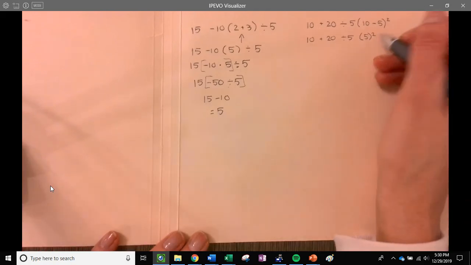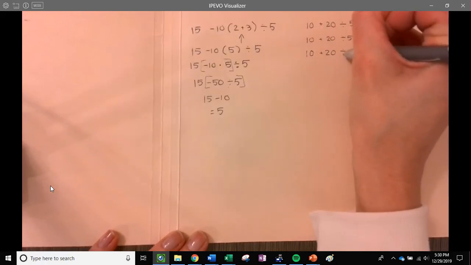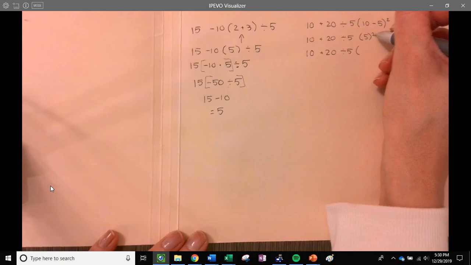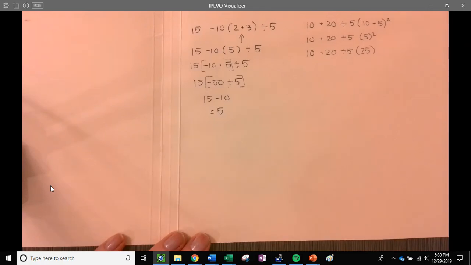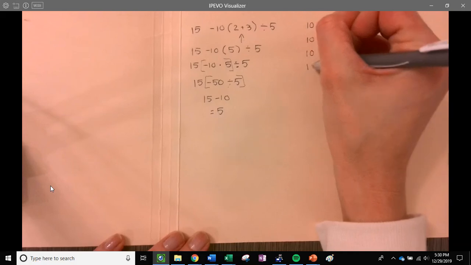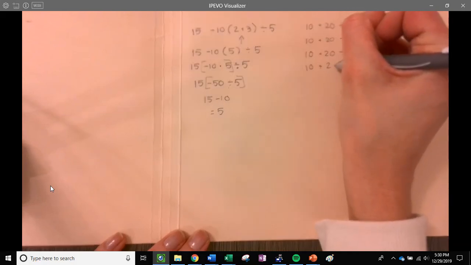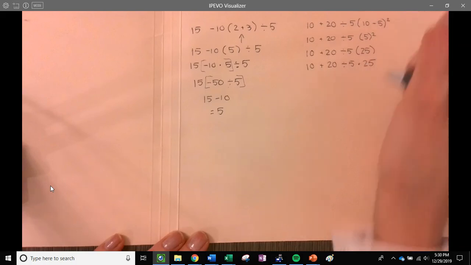We want to evaluate for the exponent first, so we're going to say 10 plus 20 divided by 5 times 5 squared, 5 times 5, and you can plug that into your calculator. I'll show you how if you're not sure. 5 times 5 is 25. So now I'm going to rewrite this without the parentheses as to avoid any confusion. 10 plus 20 divided by 5 times 25. Now we're ready to go.